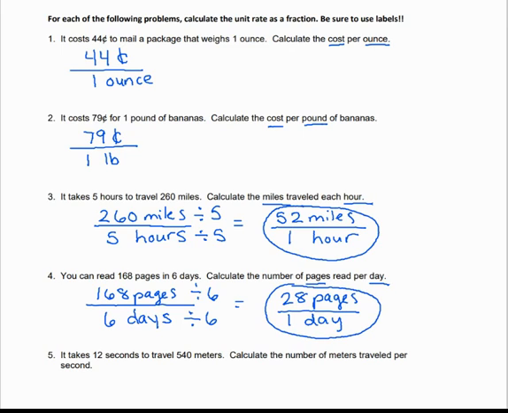Any questions at all with unit rates? So the two things to watch for: read what they're asking so that you know what goes up top and what goes on bottom, right? It's not always the first number goes up top. It's based upon the label. So on number 5, it says meters per second. So meters is up top, seconds is on the bottom. And if that denominator is not 1, then we have to make it a 1. Are there any questions right now?